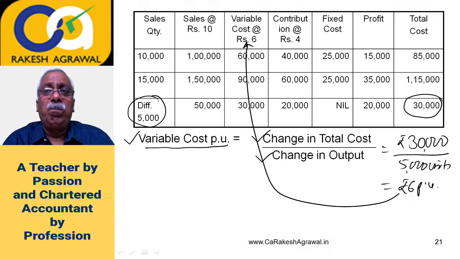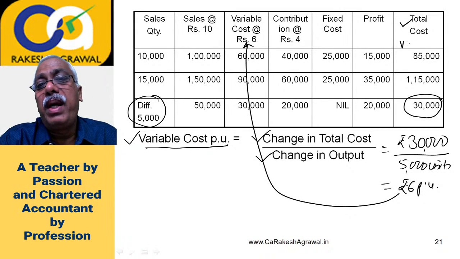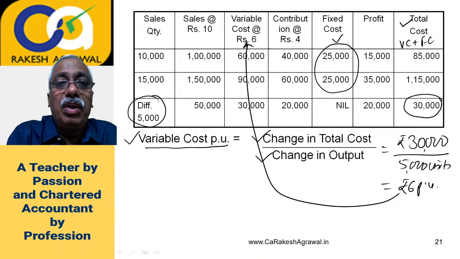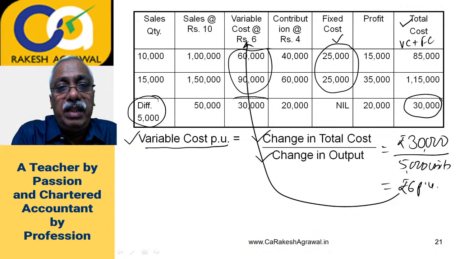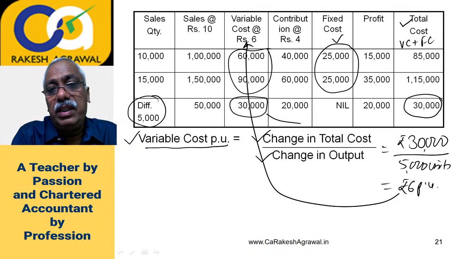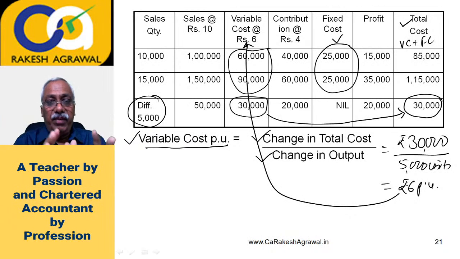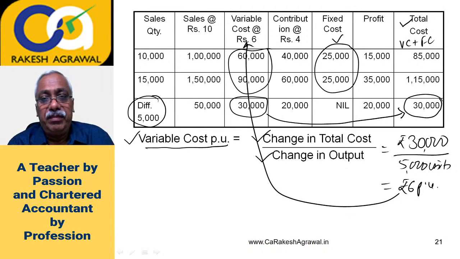Please remember, this total cost consists of two parts. One part is variable cost, one part is fixed cost. But you will notice fixed cost doesn't change. This has not changed. Then what has changed? Only variable cost has changed. So check carefully. This change in variable cost, 30,000, is reflected here in total cost. Change in variable cost is as good as change in total cost because fixed cost doesn't change.